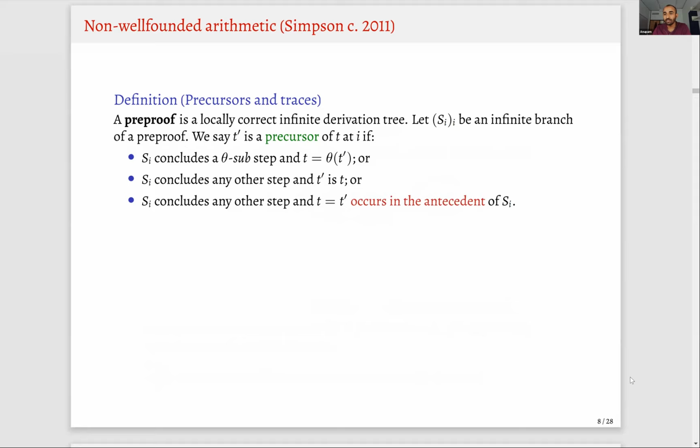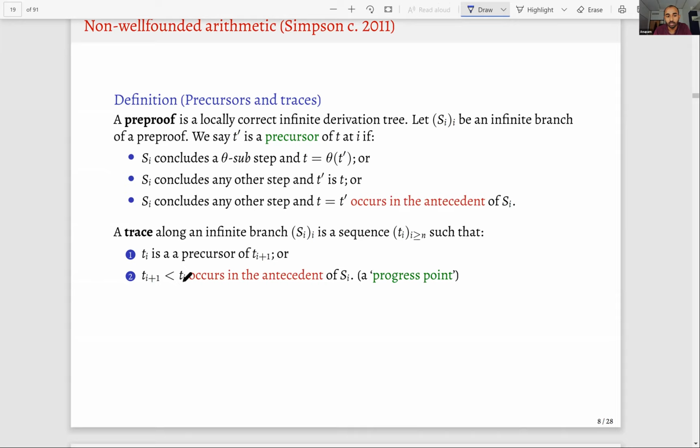And then we have some machinery built up. So the machinery of a precursor. Now, the idea is, if you go through the proof and you're following a branch of your proof, you want to start with the term, and a precursor of the term is either the same term on the sequence above it in the branch, or it's something equivalent to it, or we allow ourselves to change from a term to a term that's explicitly stated to be less than the current term, so it's in the antecedent of the sequence. And that's what we call a progress point.